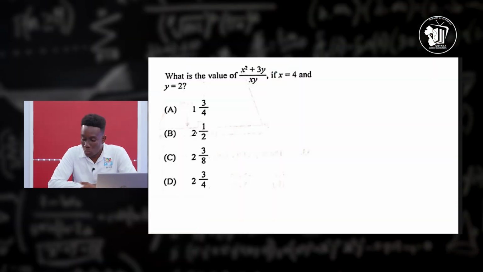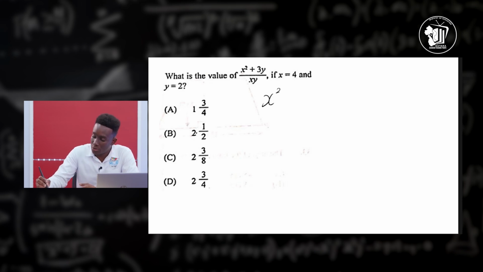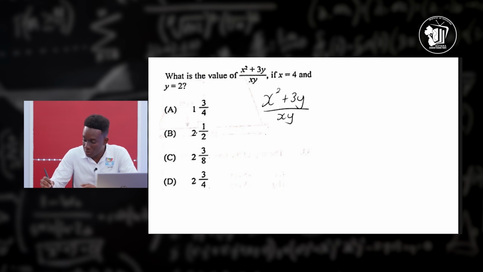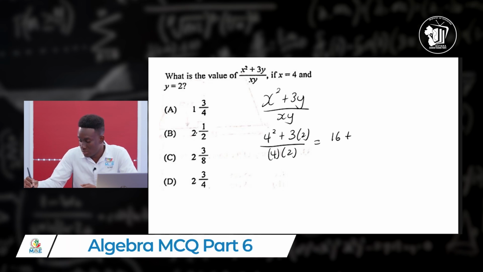So this one says, what is the value of x to the second power plus 3y all divided by xy if x is equal to 4 and y is equal to 2? So we have x to the second power plus 3y all divided by xy. So x would be equal to 4 squared plus 3 times y, which is equal to 2, all divided by xy, which is 4 multiplied by y, which is 2. So this will be 4 squared, 4 times 4 is 16, plus 3 times 2 is 6, all divided by 4 times 2 is 8. So 16 plus 6 is 22 over 8.